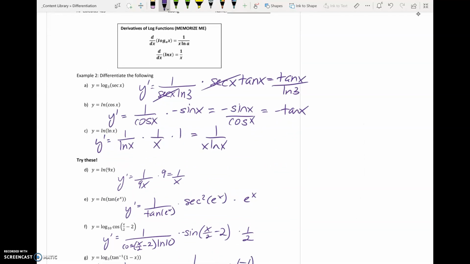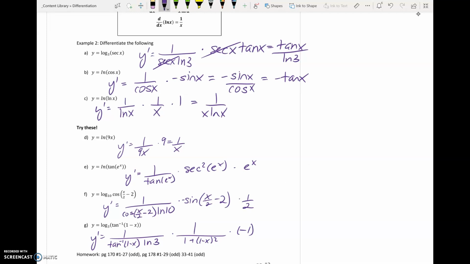So for the first, try it yourself. Ln of 9x: the derivative of ln of 9x, we're going to take the derivative of the ln part first, which is 1 over whatever is on the inside, so 1 over 9x, then take your derivative of 9x, which is 9. Overall, your derivative is 1 over x. And the second one, we'll take 1 over tan e to the x, and then you're going to take the derivative of tan, which is secant squared, and you're going to leave the e to the x alone, and then take the derivative of e to the x, which is still e to the x.